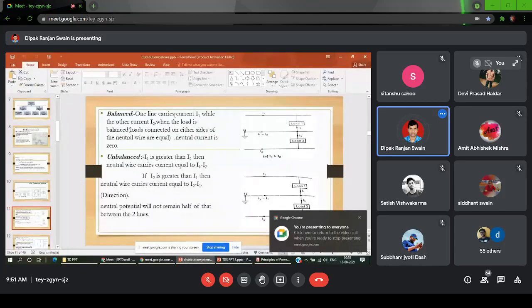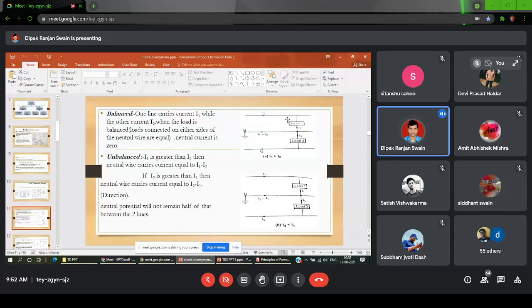When the system is balanced, I1 is equal to I2, so no current will flow through this neutral wire. But when it is unbalanced, as you can see, a current I1 minus I2 will flow, so that will change the potential.